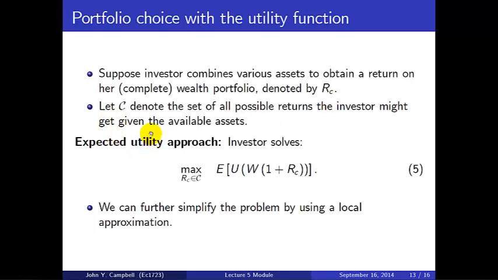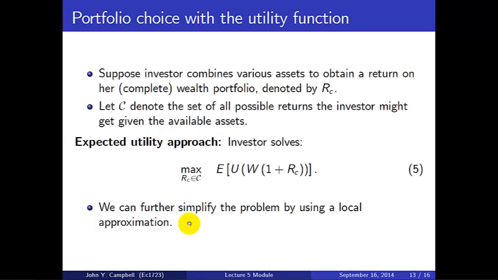And to have a little notation, there's the set of all possible returns you could get given the available assets. That's sort of C squiggle. And the expected utility approach is to say that the investor chooses a portfolio that has the maximum expected utility of wealth times the gross complete portfolio return among all possible returns that are in this set squiggle C of available returns.